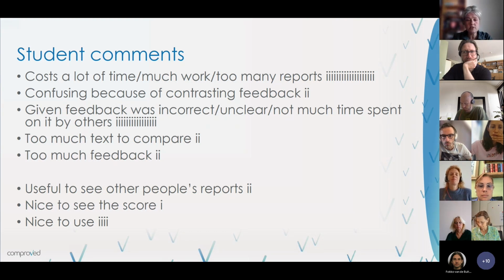Of course, they also had some positive remarks. They found it useful to see other people's reports, and they felt it was nice to see the score, and they felt it was nice to use. So some very positive things as well.